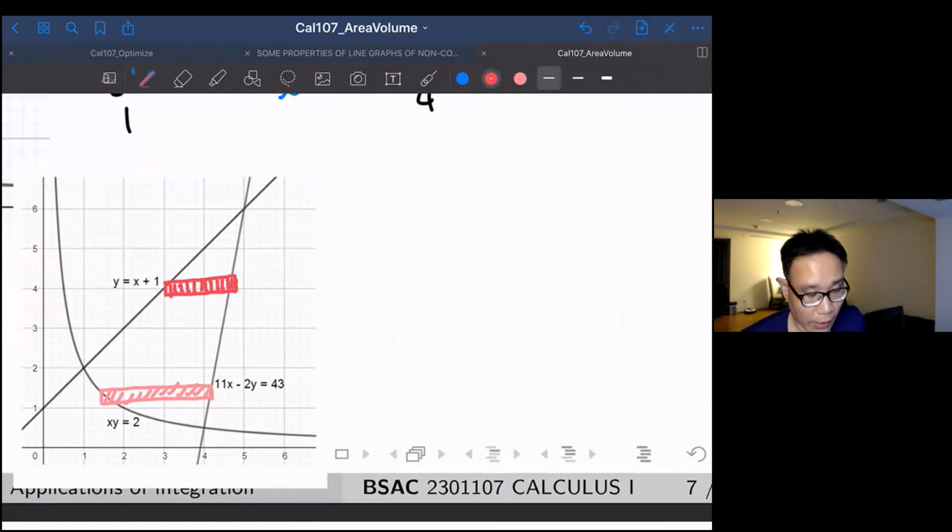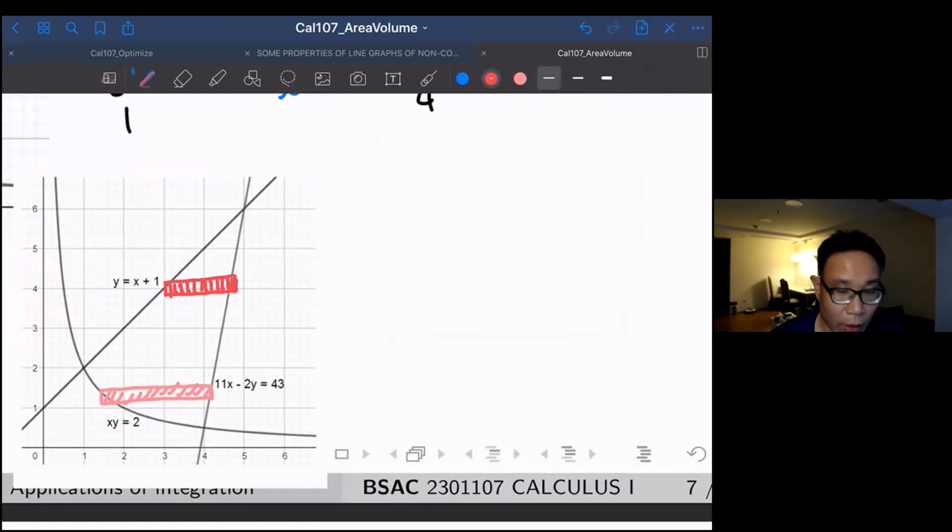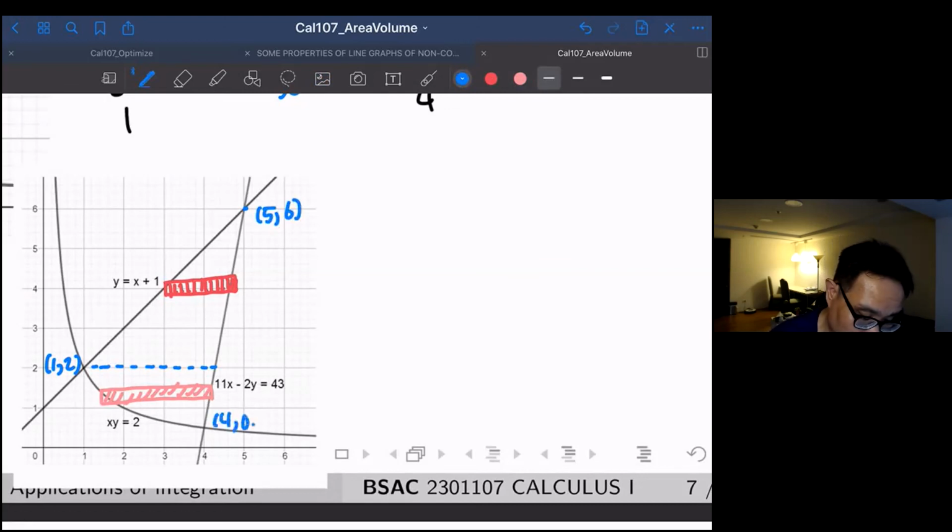Like this. You're going to have this guy and this guy, and it turns out to be the middle one. It's this point, like I told you, at 1, 2. This one will be 5, 6, and this one will be 4 and 0.5.